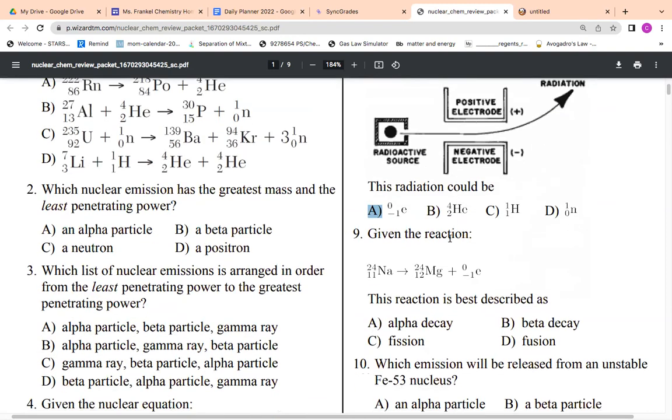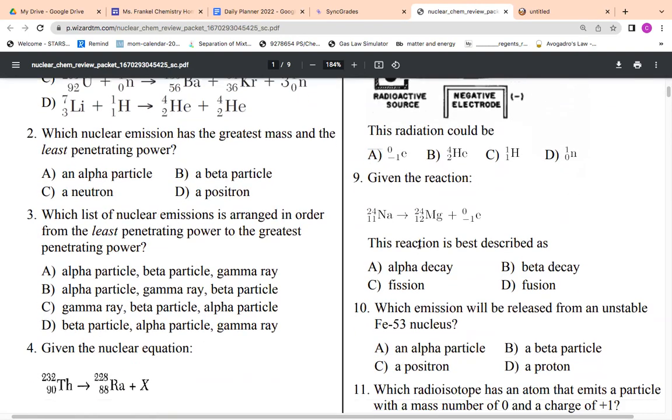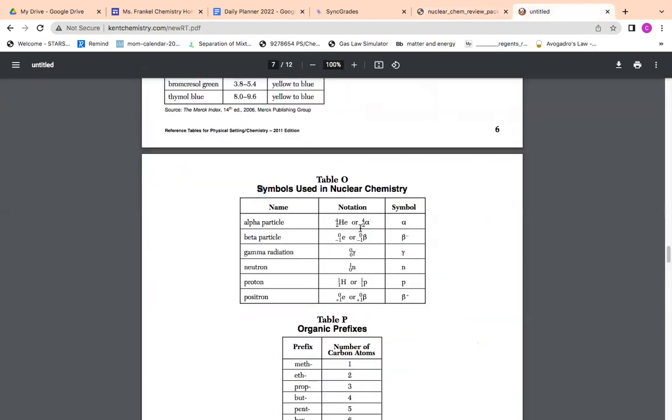Number 9. Given the reaction, this reaction is best described as, this one is very nice and simple. This one is simply a beta decay. We can see right here that we've got a beta particle right there. Again, if you can't remember what the particles are, simply use table O. So I would go here. I would see that in that equation, I see this symbol being written. So I can see that it's a beta particle.